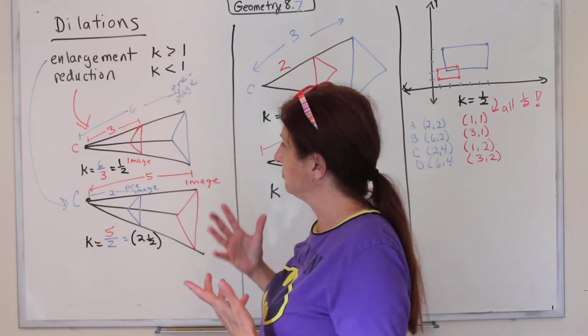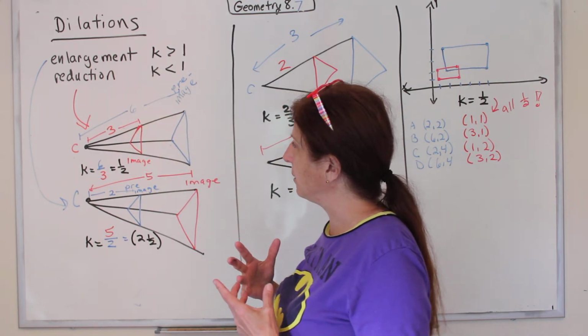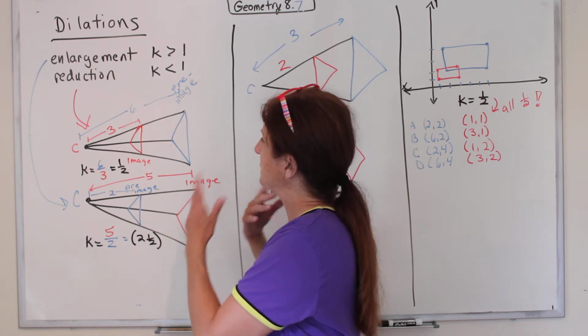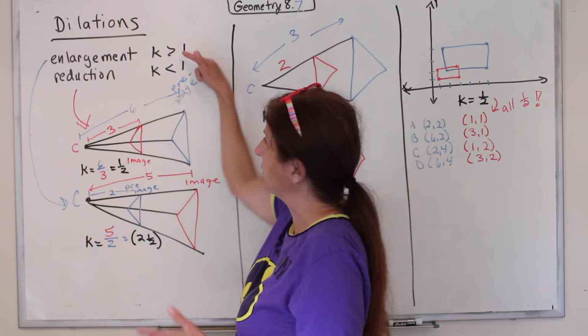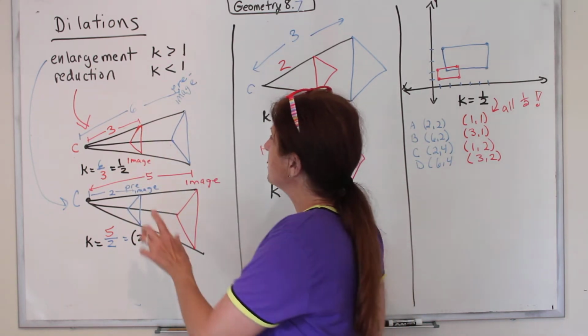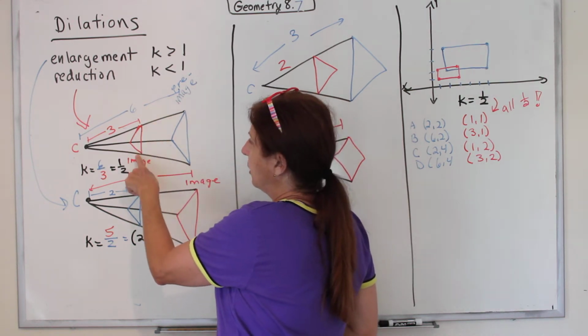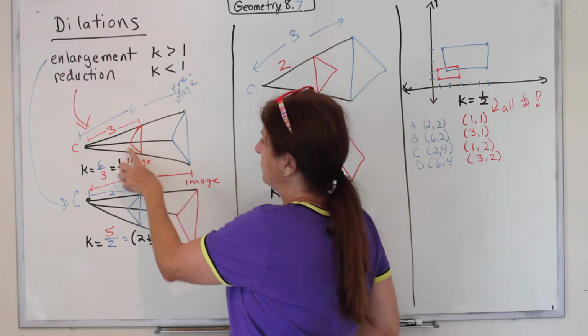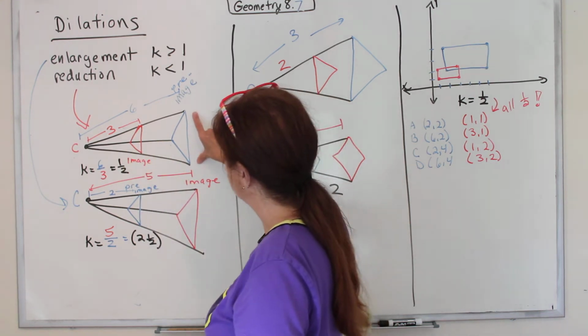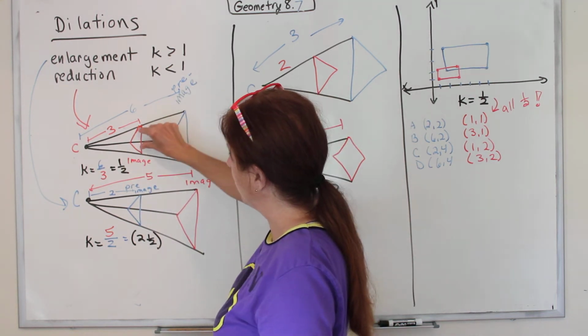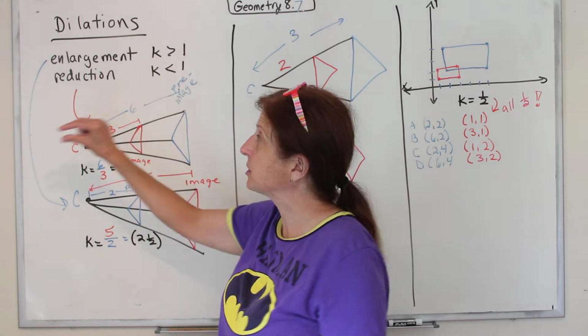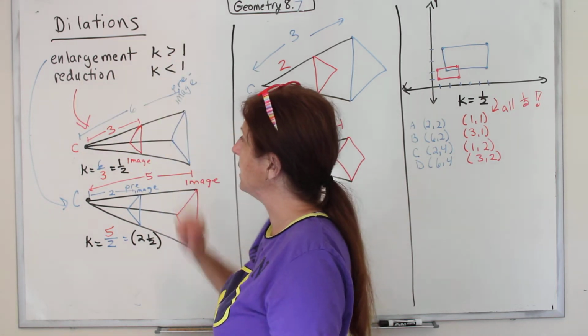Now, I'm going to explain what this drawing means first and then I'll come back up to that. Remember, blue is the original, red is the image: the pre-image and the image. So I have this blue figure and then I have the red one that's just like it but smaller. So this is a reduction.